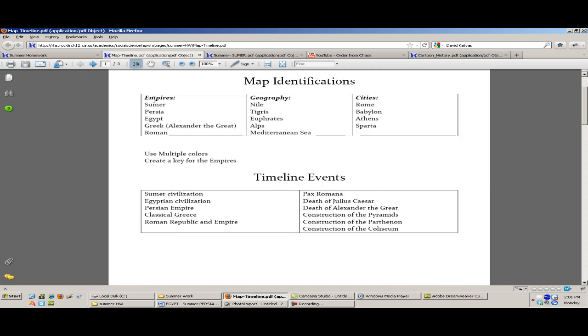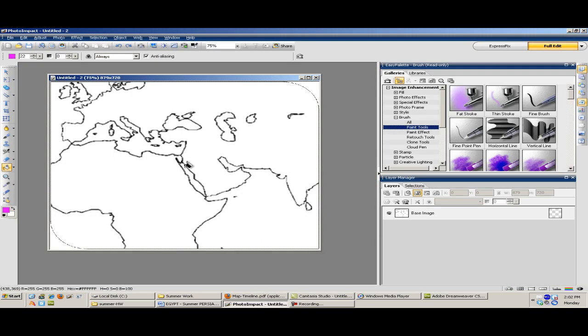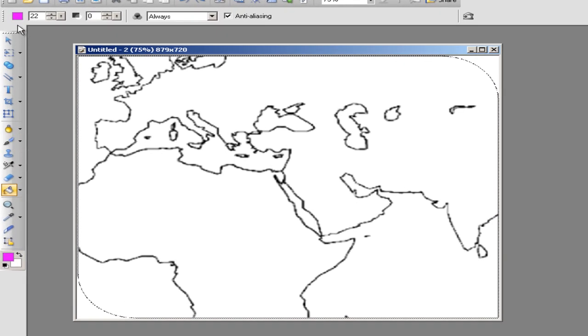So I want you to tell me about these empires, these geographical places, and know these cities. These are places that we should have a pretty good understanding of in the ancient world. Now it's kind of interesting how some of these empires overlap each other, so what I want you to do is use some different colors. What I've done here is brought this up into Microsoft Photoshop. I'd like you to do yours by hand and use some different colors.